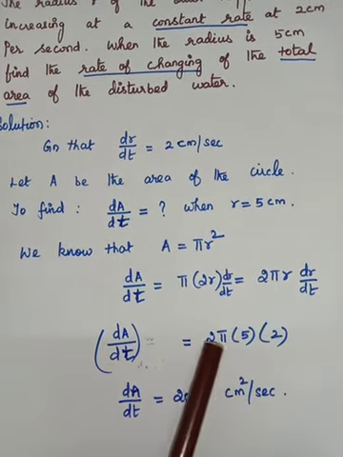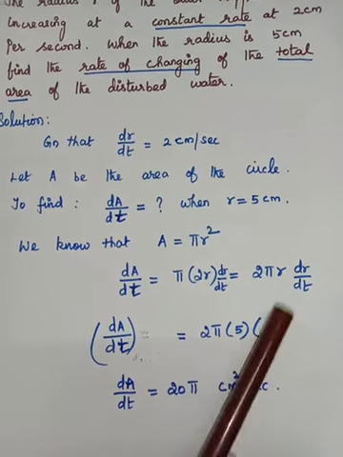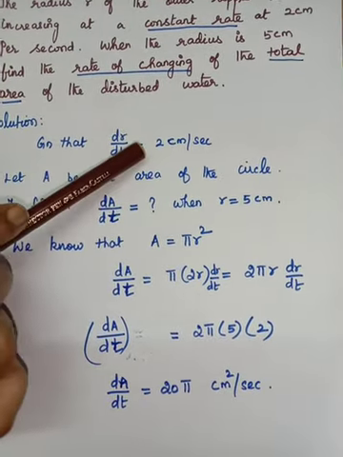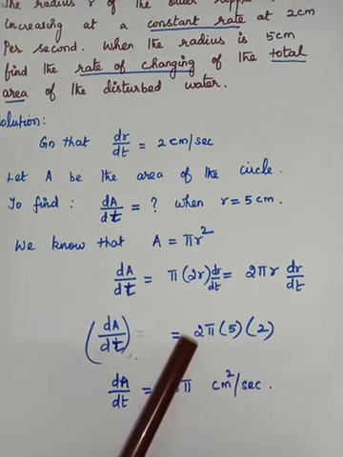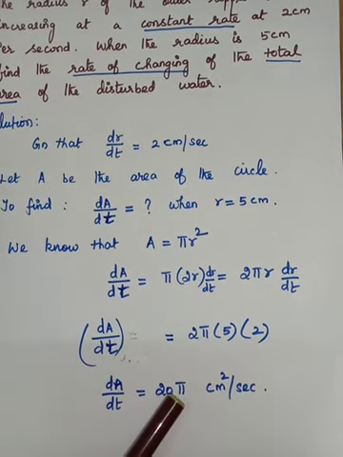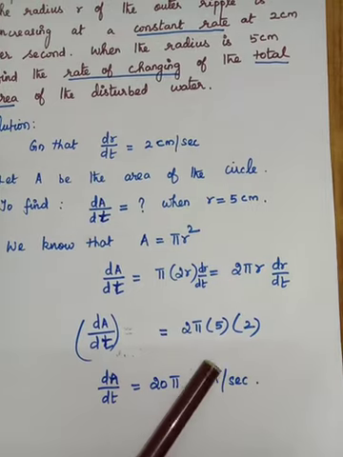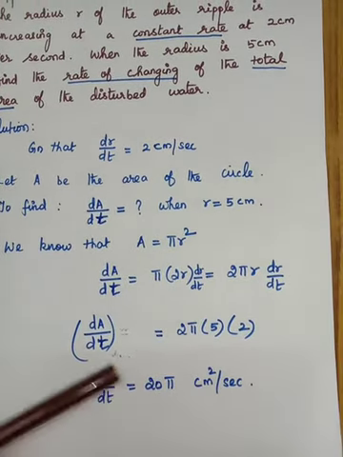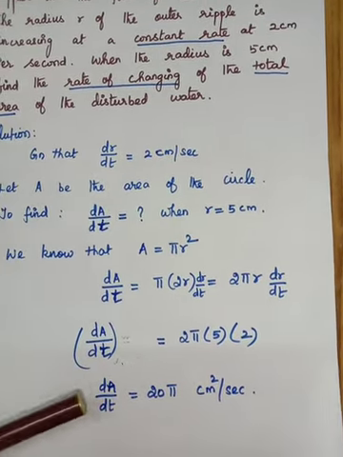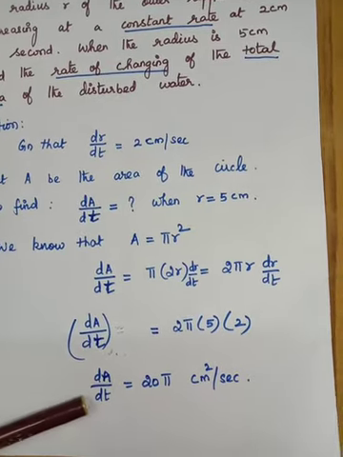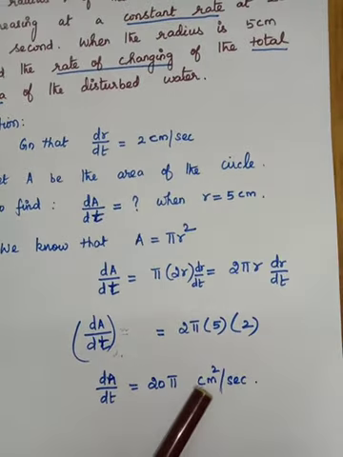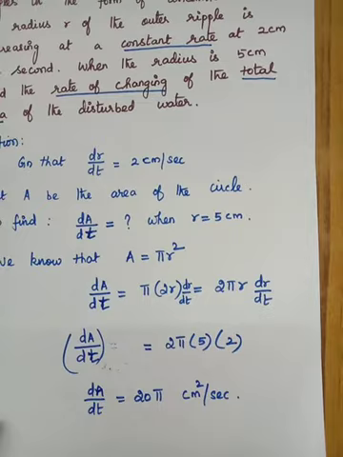So here 2 pi, r is 5, and what is dr by dt? Already it is given, 2. So when you substitute, your answer is 20 pi. What is area? So area means centimeter squared per second. This is the rate of change of area with respect to time: 20 pi centimeter squared per second.